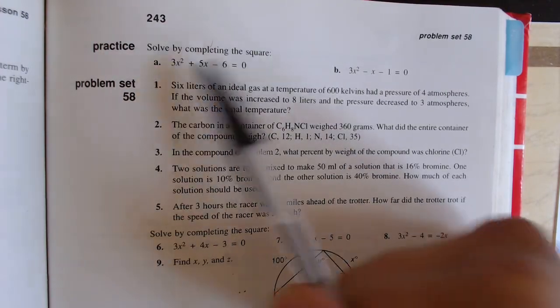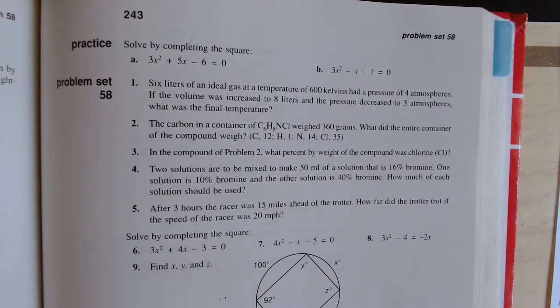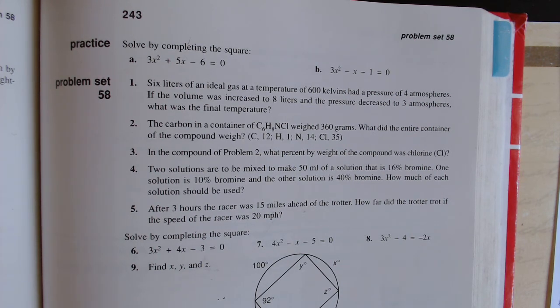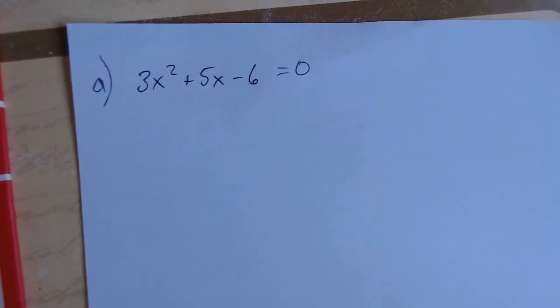So you see in practice A and B, they both have a lead coefficient of 3. And the extra step we have to add is to simply get rid of that coefficient. Before we can use our complete the square steps, we have to get rid of those lead coefficients. So starting in practice A, the way I'm going to get rid of 3 is I'm just going to divide everything by 3.